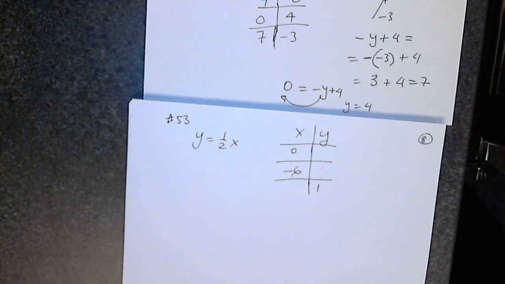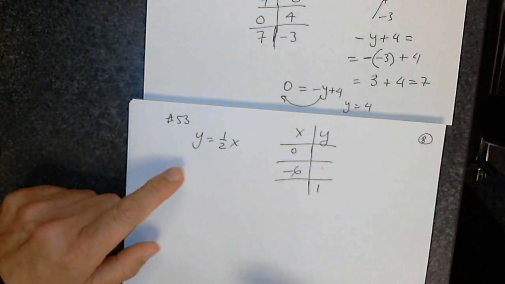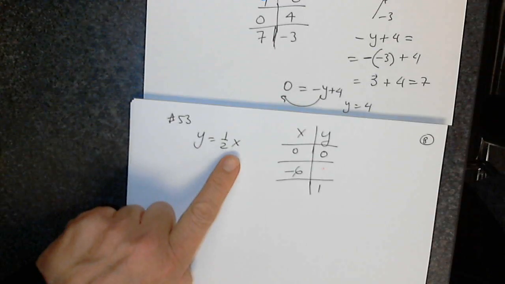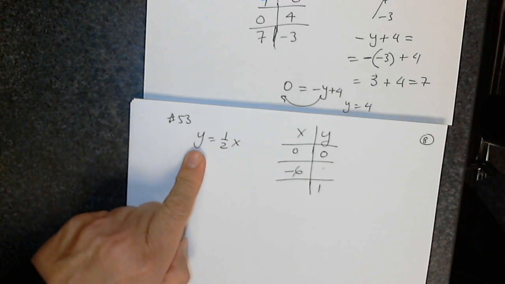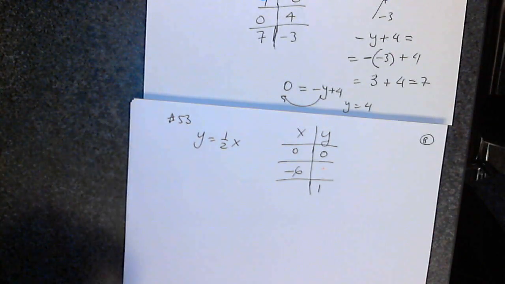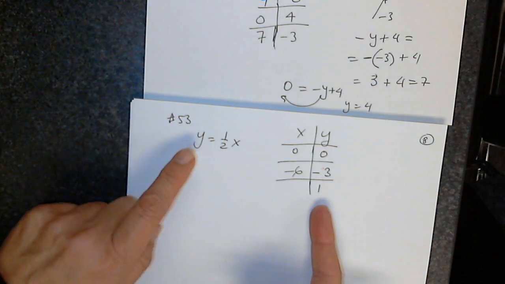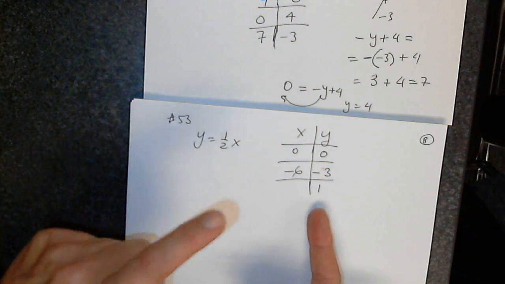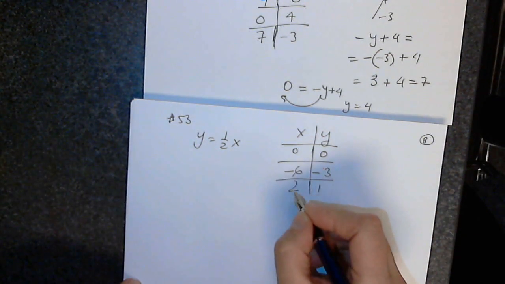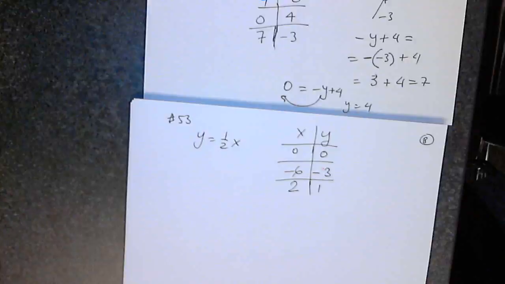Can anyone give us anything? When X is 0, Y is? Excellent. Do you all agree with that, when X is 0, 1/2 times 0 is 0? Okay, very good. Now what about when X is -6? Do you all agree with -3? Okay, now I have to replace Y by 1 and determine X. How much? Do you all agree with 2? Very good. Excellent. Any questions?